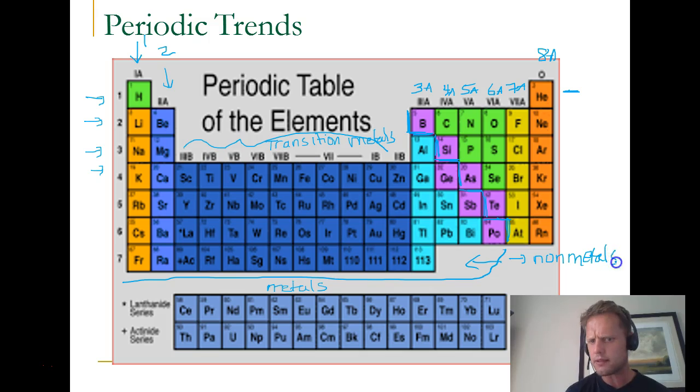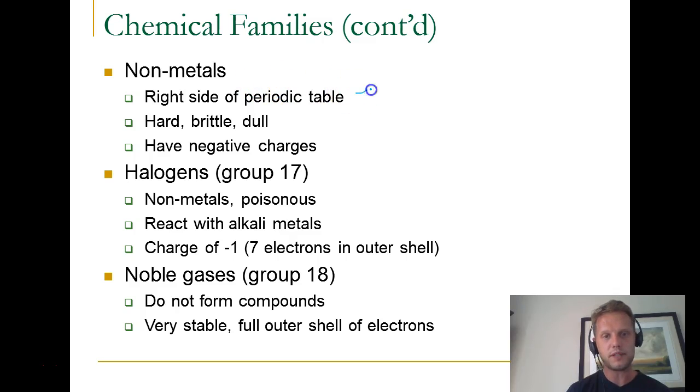So what is the periodic table mostly made of? Well, the answer is metals. Most of the elements in the world, most of the atoms, are metals. There are some nonmetals, and it turns out that what we're made of is mostly nonmetals. Nonmetals are on the right side of the periodic table. They're actually hard, brittle, and dull.